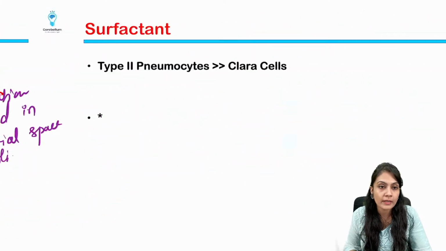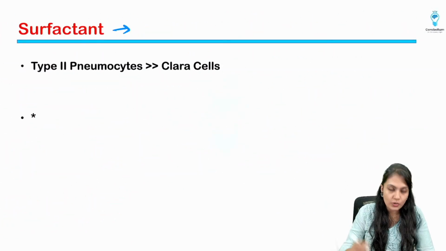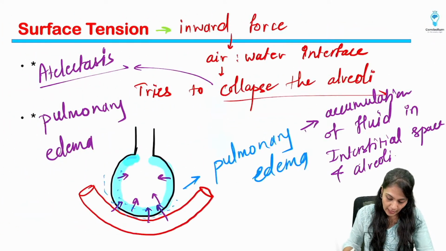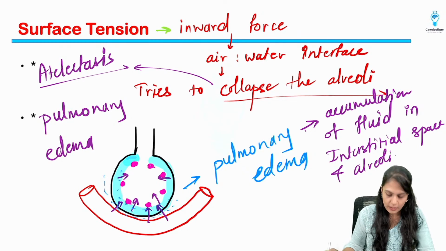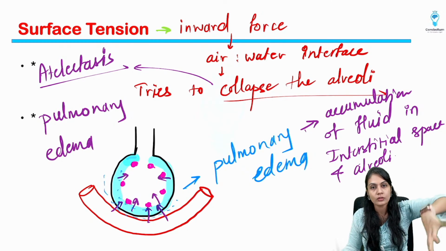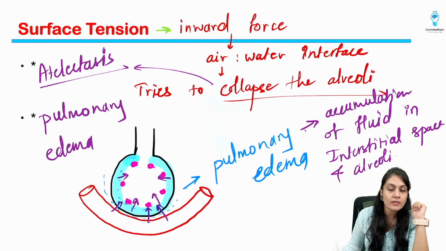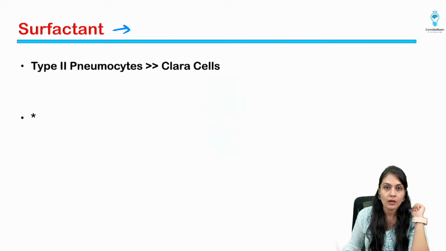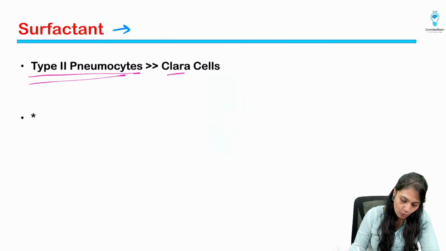Who is going to inhibit that? I told yesterday also that there are molecules which are present on the top of it, which are going to be the lipid molecules which can inhibit them, and these are nothing but the surfactants which are going to be secreted by the type 2 pneumocytes, right? They are going to act on this air water interface and break down this cohesive force and adhesive force present between the water molecules. Okay, so type 2 pneumocytes more than the Clara cell.